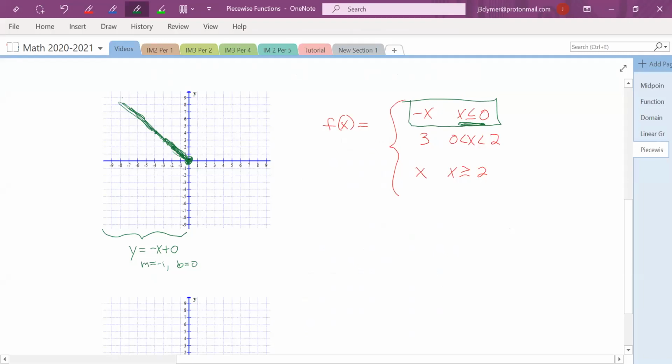All right, so now for my next graph, I'll make the next one blue. So I'm going to graph the line, and this is from 0 to 2. That means I'm going to graph until 2. So this is 2 right here. So I'm going to cut it off. So it's going to be from here to here is where I'm going to graph. And I'm going to graph the line f of x is equal to 3, which is the same thing as saying y is equal to 3.